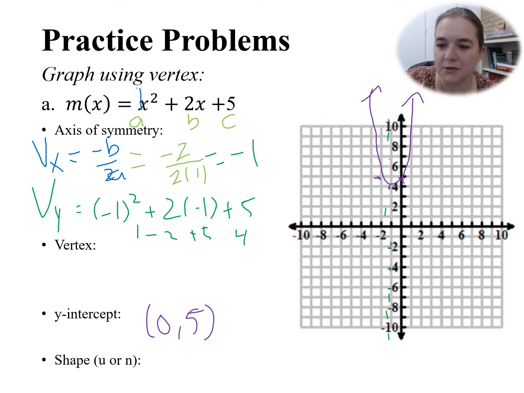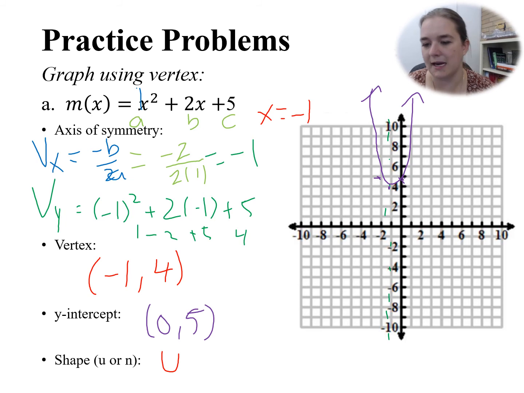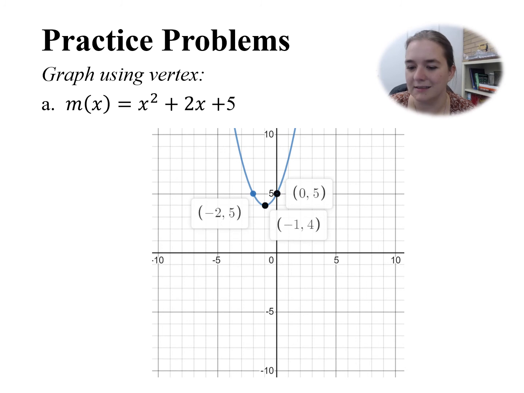So my axis of symmetry is going to look like the line x equals negative 1, that vertical line. The point for my vertex has an x value of negative 1. When I plugged it back in, I found a y value of 4. My y-intercept is 0, c, and then I know it's going to be U-shaped because the a value is positive. If I tap this in on Desmos, I find out that yes, it does look like this here. That vertex is at negative 1, 4. My y-intercept is at 0, 5, and then if I reflect it across, I find the point negative 2, 5. And I can use those 3 points to sketch my parabola.